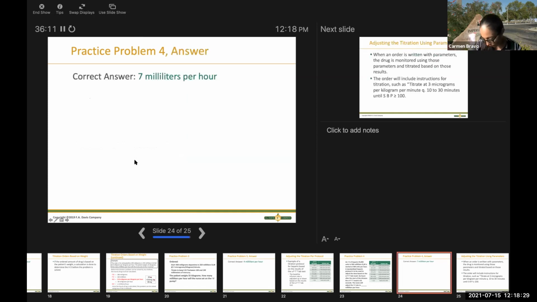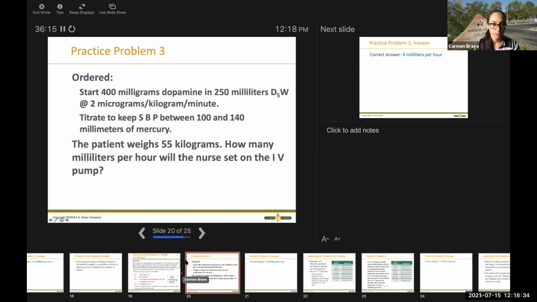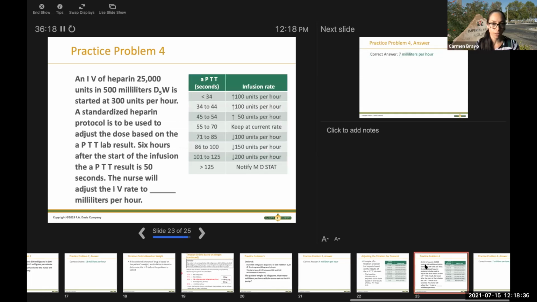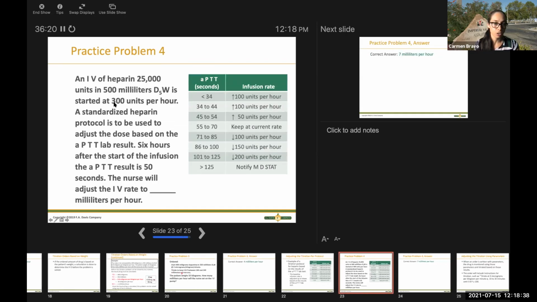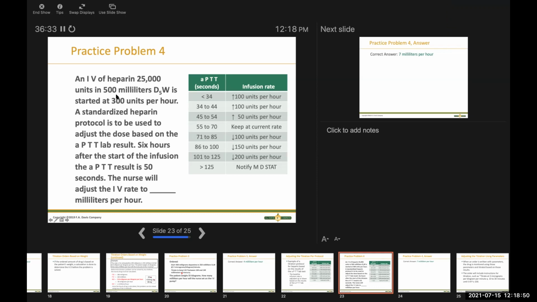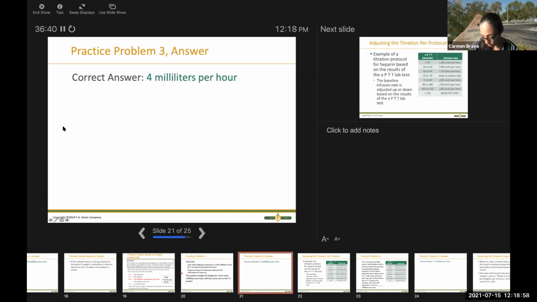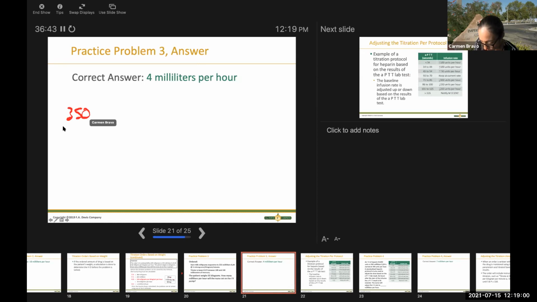So the hourly, what was the hourly? Okay, we have to increase, right? Based on the lab result, we have to increase 50 units, and the patient currently is getting 300. So that would mean bump it up to 350. So that will be 350 units per hour.